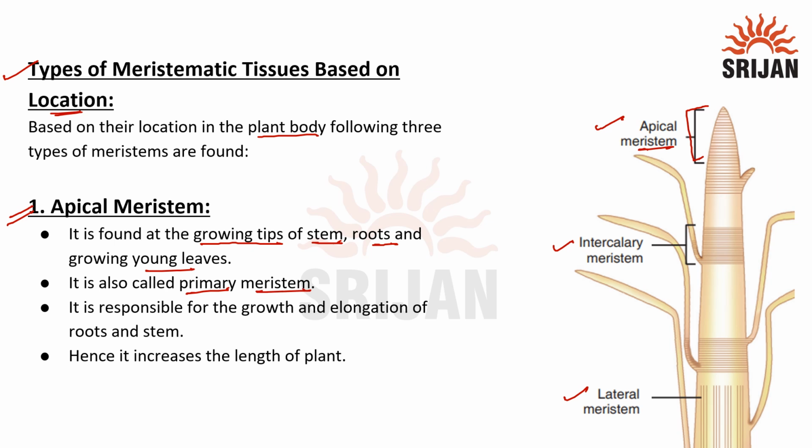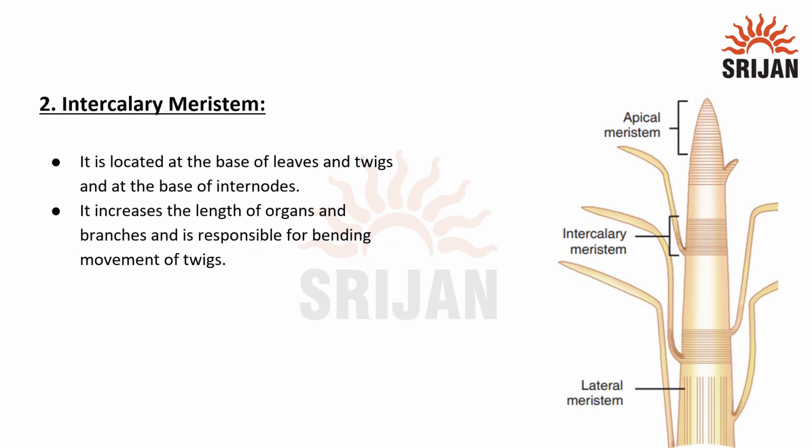Now, since it is present at the tips or at the topmost point, it would be responsible for the growth and elongation of root and stem. That means the increase in the height or the increase in the length of the plant would be brought about by this apical meristem.